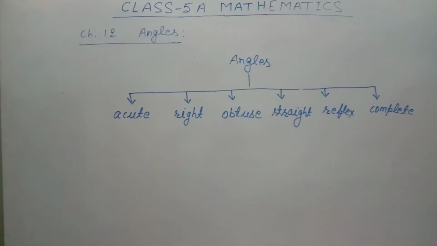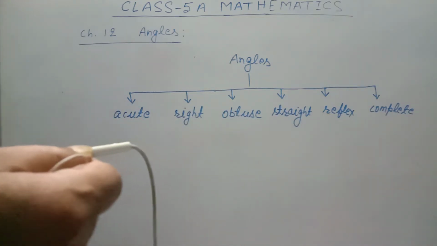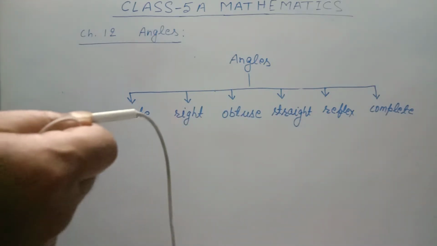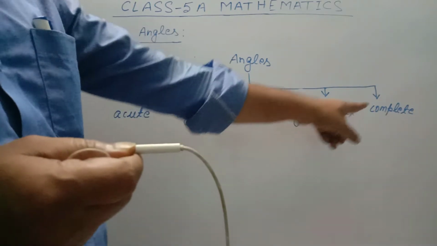My dear students, till here you saw the definition of angles, that is vertices, rays, and then the device of measurement, that was the protractor. All these things are explained. Now, angles means the types of angles, or classification of angles. Angles are six types based on the measurement. Those are measured in degrees. Those six types of angles are acute, right, obtuse, straight, reflex, and complete.